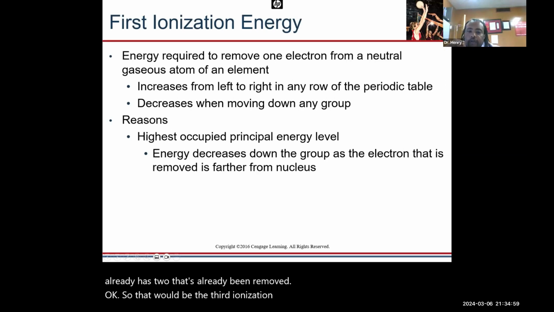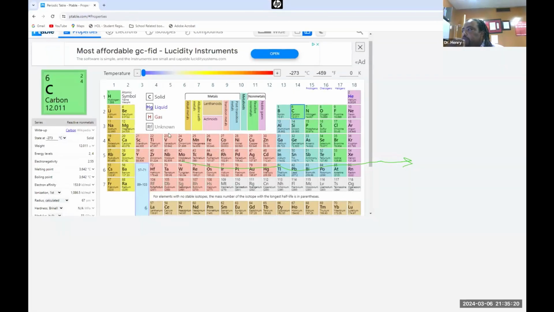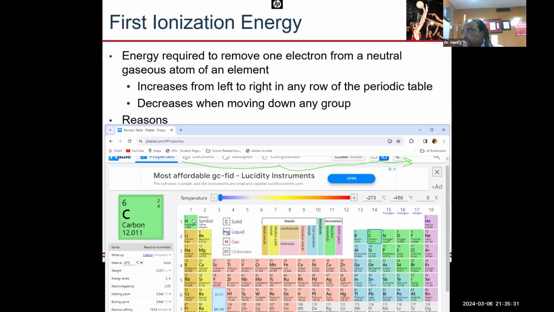So if we look on a periodic table, as we move from left to right, our ionization energy is going to increase. So it's going to be harder to remove an electron. It's going to take more energy to remove an electron as we move from left to right. And then as we move from top to bottom, it's going to take less energy.